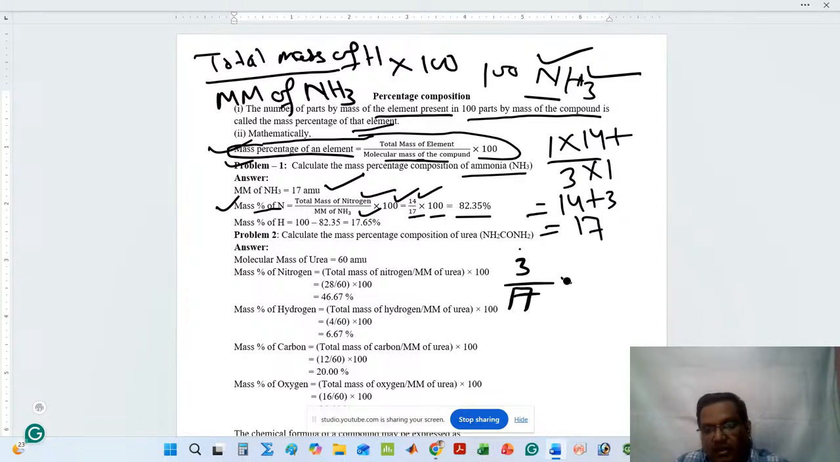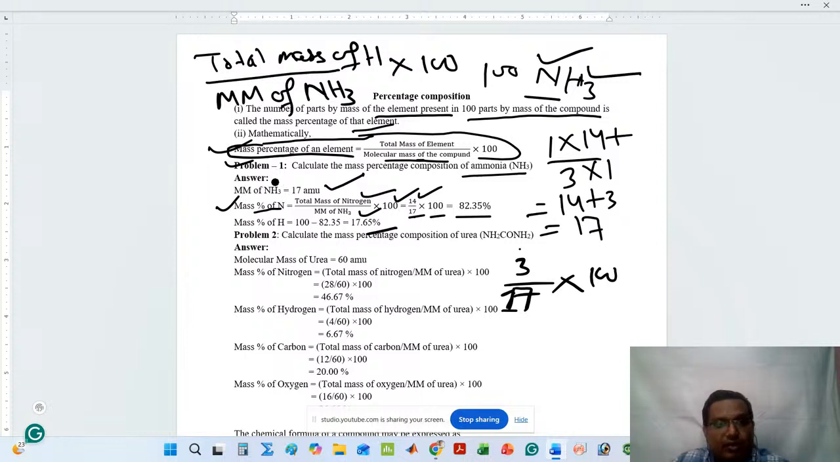Then I can write here multiply with 100. That means mass percentage of hydrogen is equal to 3 by 17 into 100. After calculation, you can find the value of mass percentage of hydrogen is 17.65 percent. Actually, this is the actual way to find out the percentage of hydrogen and percentage of nitrogen.